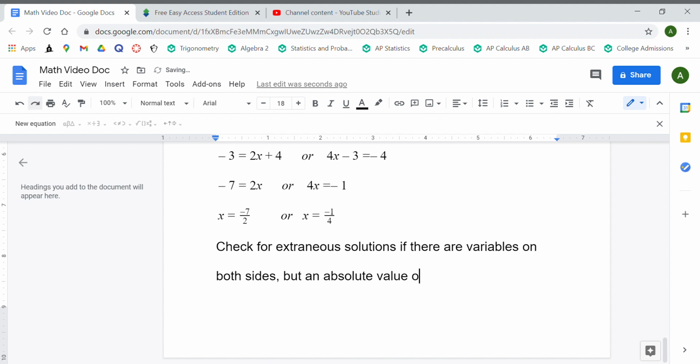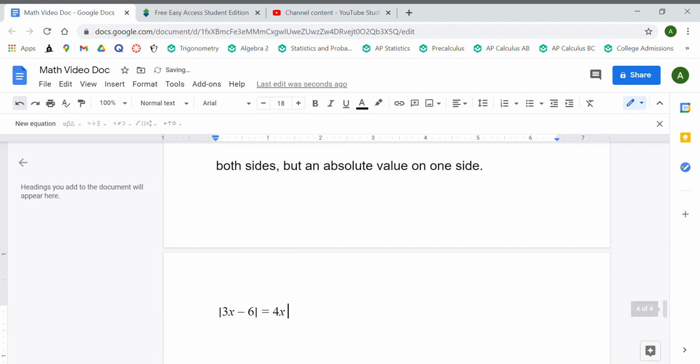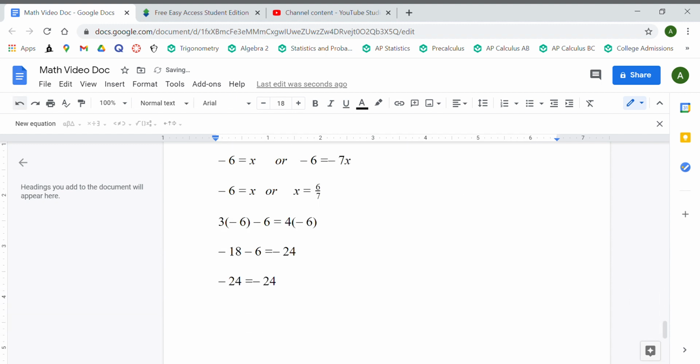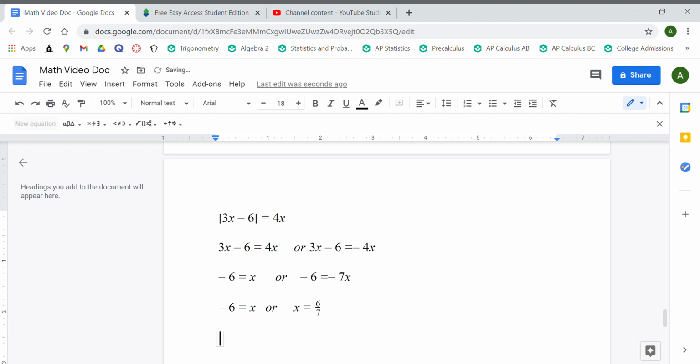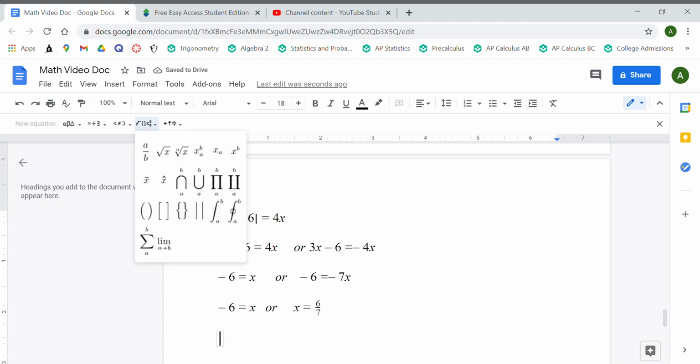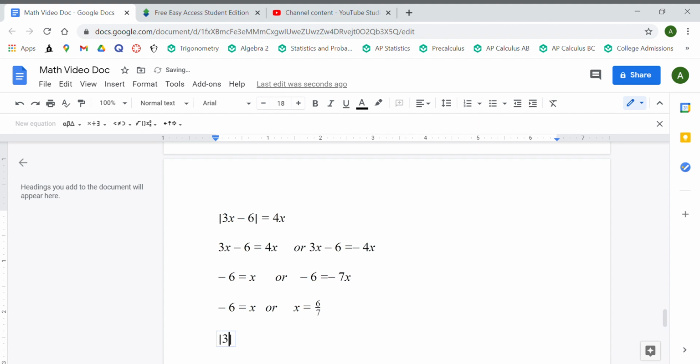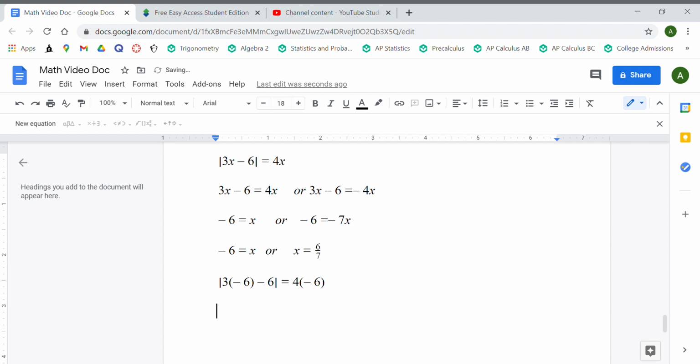I'm going to have to start this over now. So we actually have to do the absolute value side of the equation, not the full linear side. Alright. Hopefully this is better.